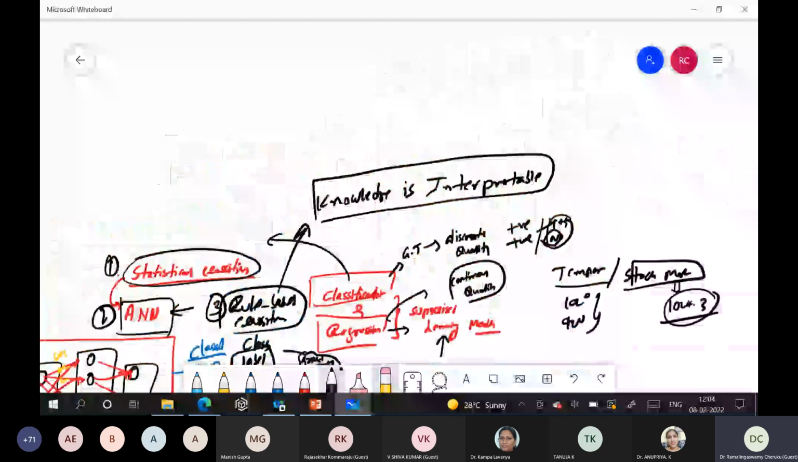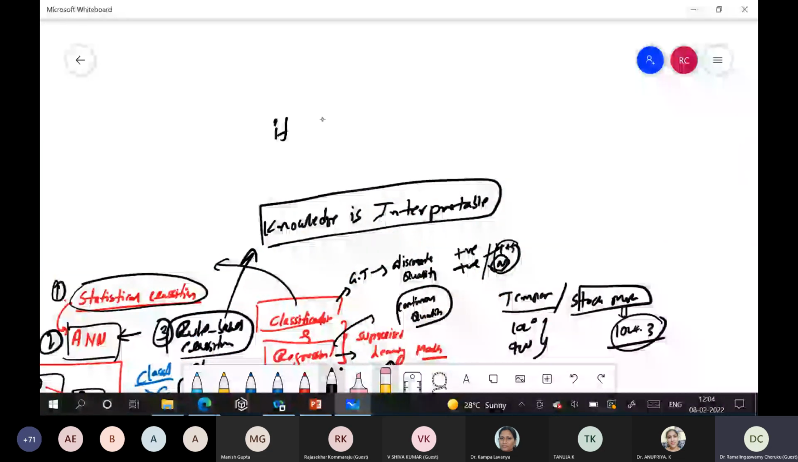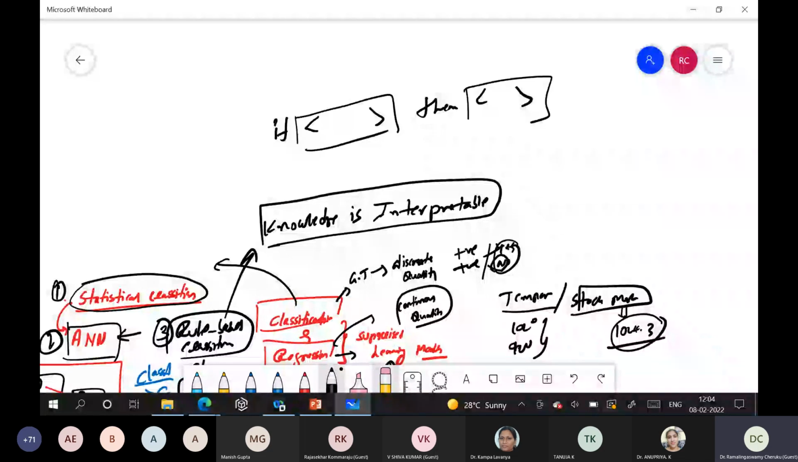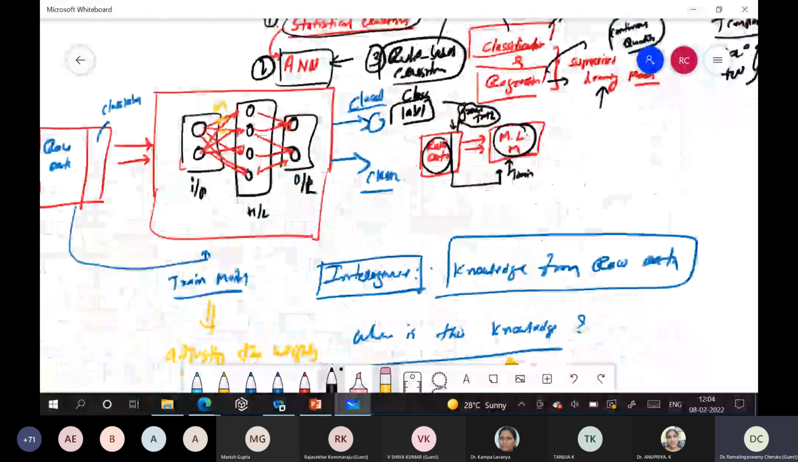Why? Because the rules in a rule-based classifier are in the form of if something, then this. So the rules are in if-then shape, so we can easily understand these rules and interpret the knowledge gained from your raw data. But in the case of ANN-based classifiers, we cannot interpret; you simply have a weight matrix. By a glance over that weight matrix, you cannot interpret anything. So that is the reason people have used rule-based classification algorithms.